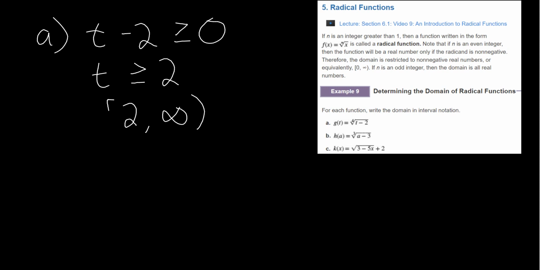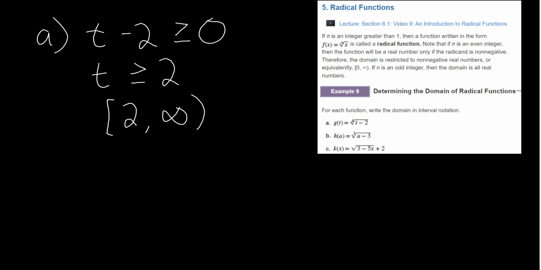So what did I just do here? Well, I know that what's inside the radical, in other words, the radicand, must be 0 or greater, right? So what I have to do is set up the radicand to be greater than or equal to 0, and then I just solve. That's it.